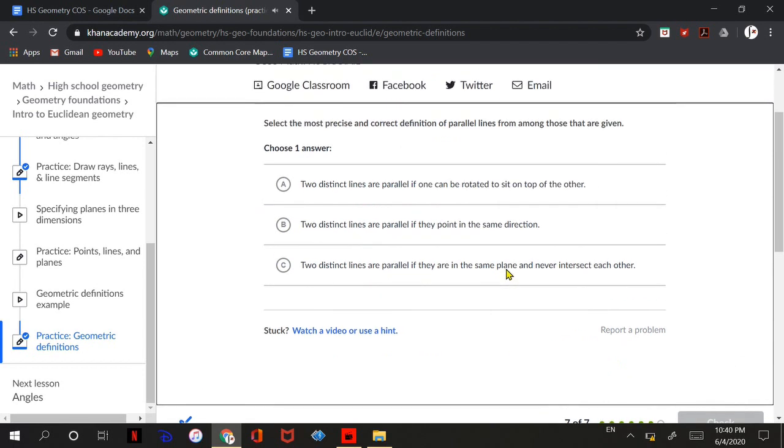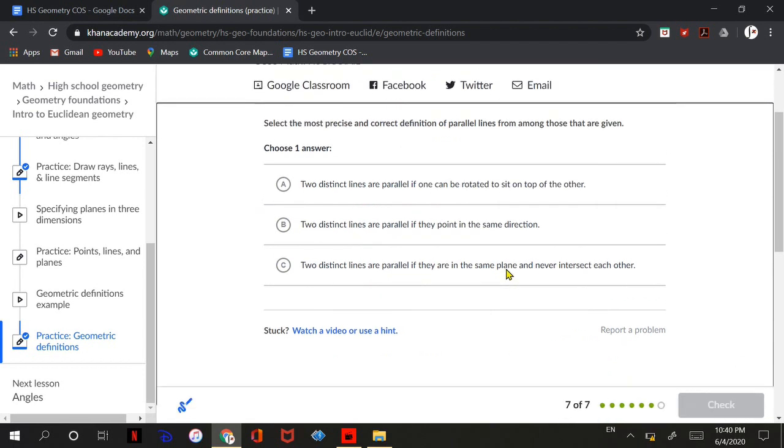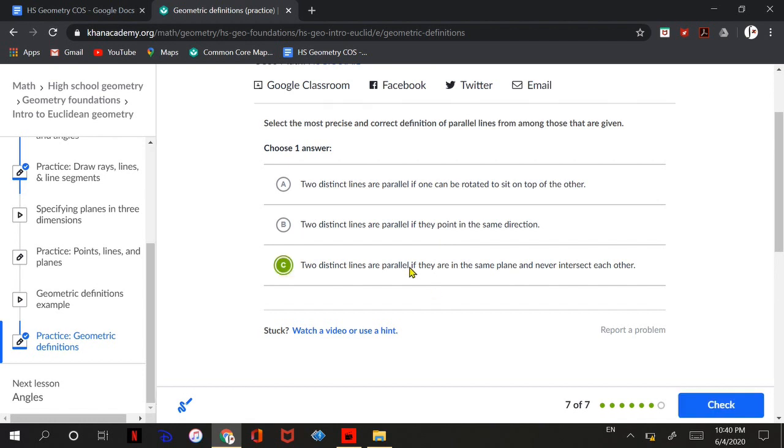Select the most precise and correct definition of parallel lines from among those that are given. Two distinct lines are parallel if they can be rotated to sit on top of the other. Two distinct lines are parallel if they meet in the same direction, or if they point in the same direction. Two distinct lines are parallel if they are in the same plane and never intersect.